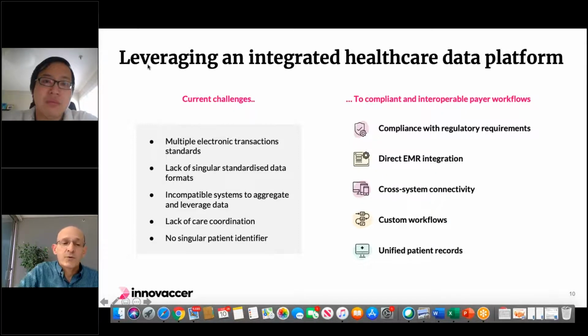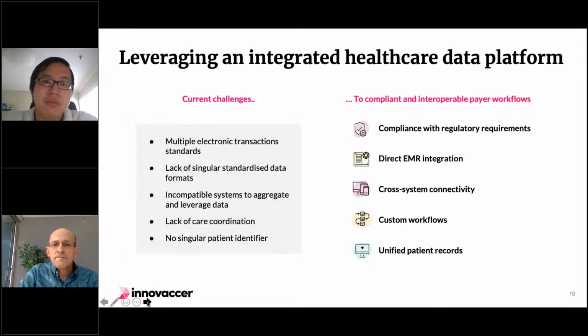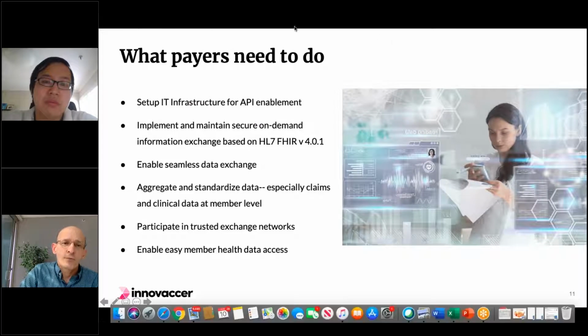And certainly in FHIR, it's one of the things that we've really focused on providing to our clients. So with that said, because this is so important for this audience, Mike, what will payers need to do to really get to compliance with these regulations?